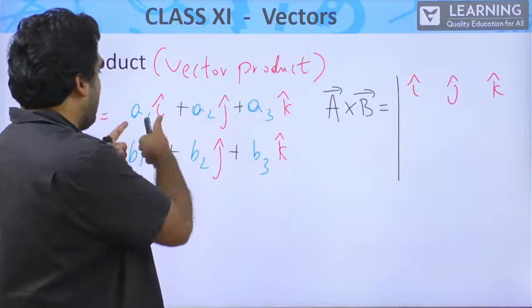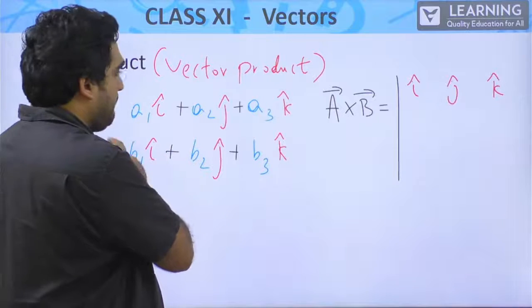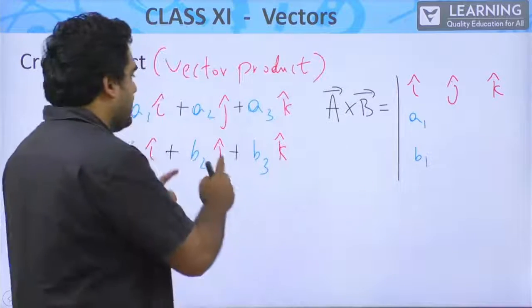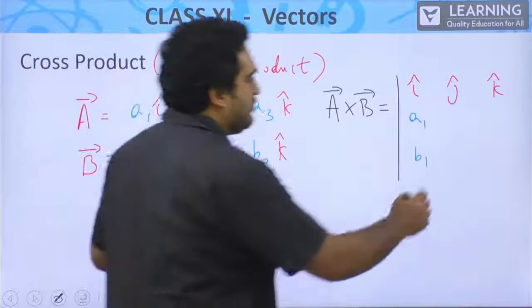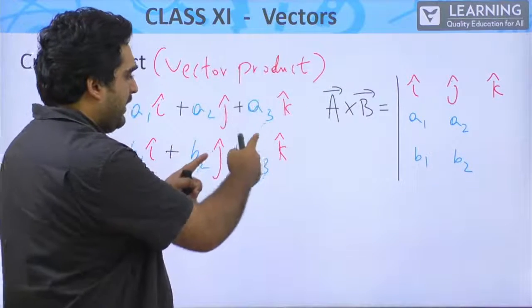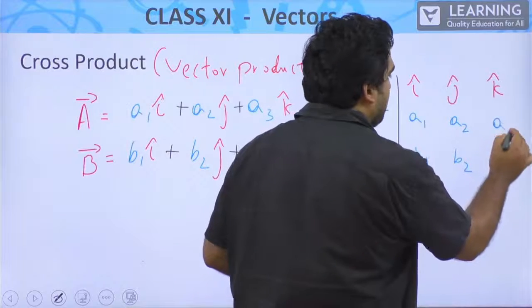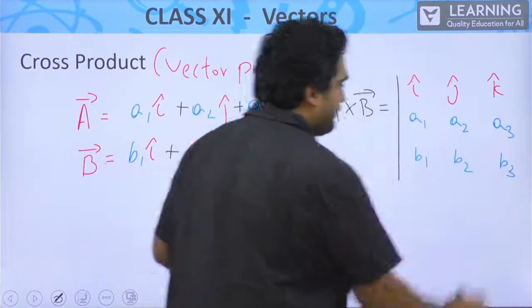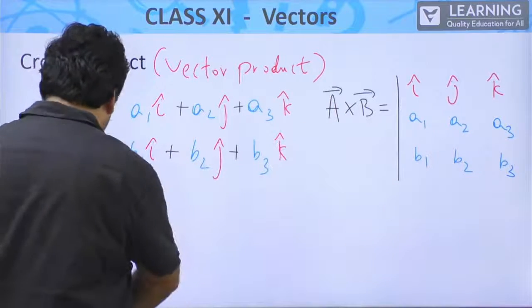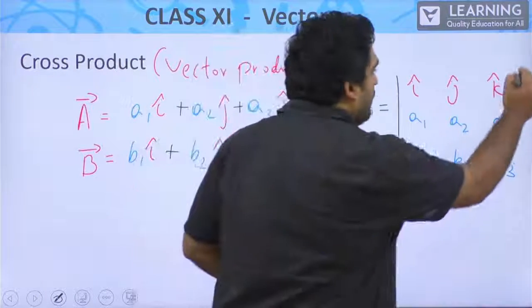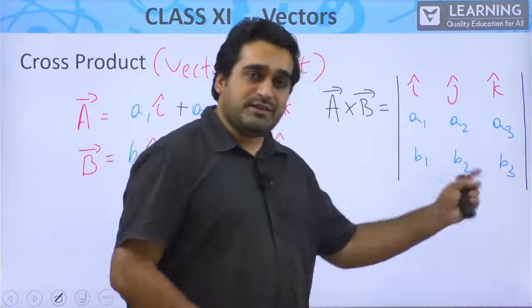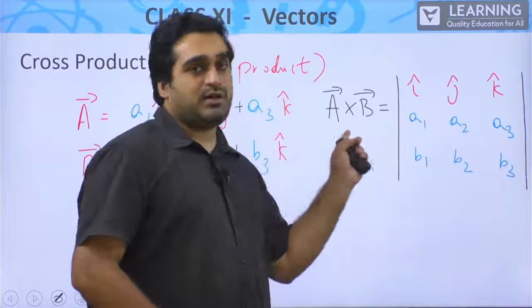Which are our elements? Under i cap, I have A1 and B1. Under j cap, I have A2 and B2. And under k cap, I have A3 and B3. A simple way to represent it in a matrix format. Now we need to find the determinant. The determinant of this given matrix will give you the answer A cross B.